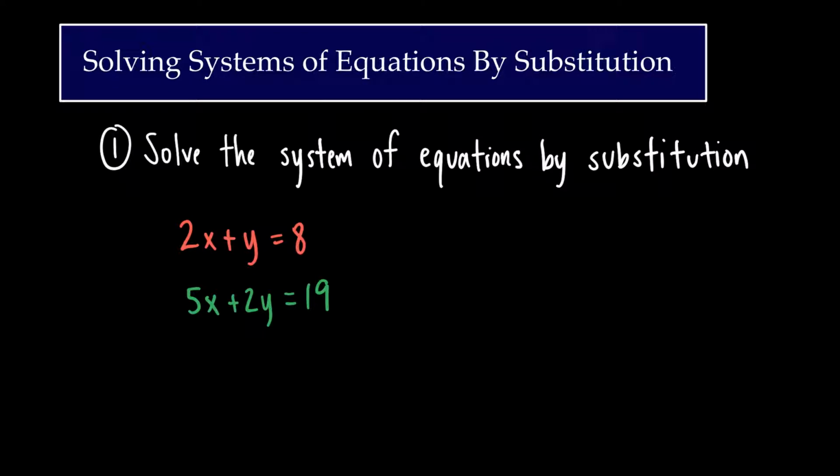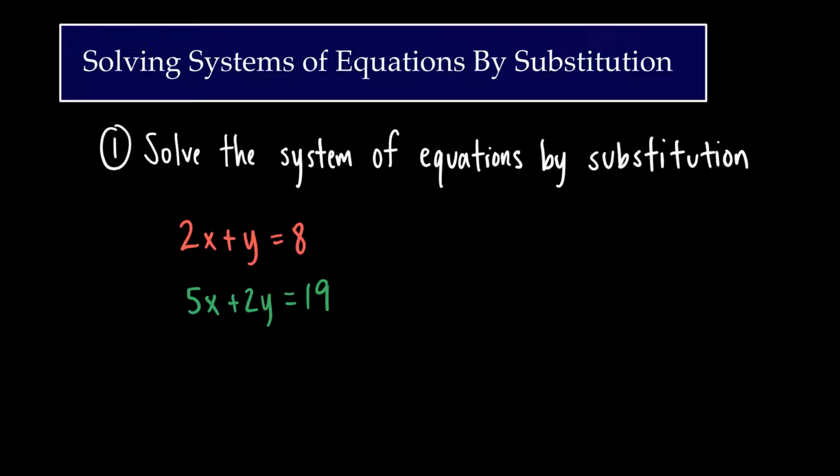All right, so we're going to cover another method of solving systems of equations, and this one is called substitution. The idea with this one is that you have two equations. So we have a red one and a green one here, and what we're going to do is isolate one of the variables in one of the equations and then plug that information into the other equation. Okay, so let's just get right into it.